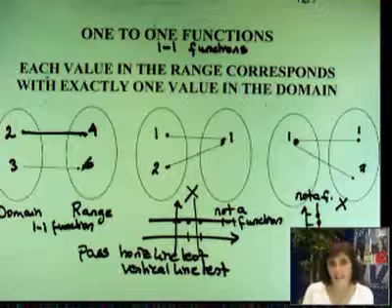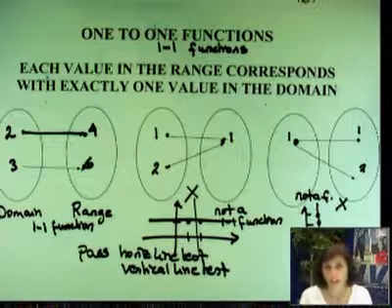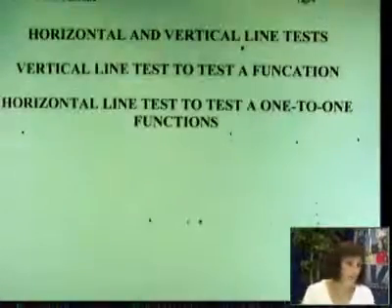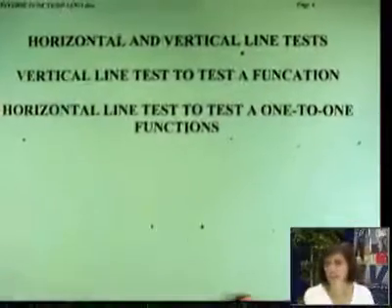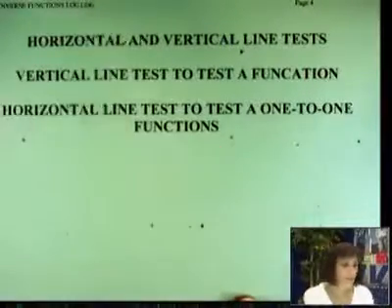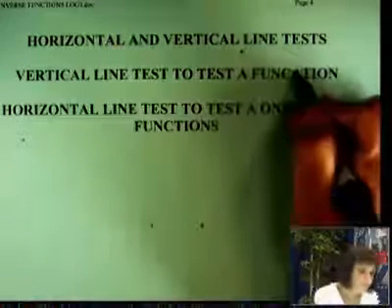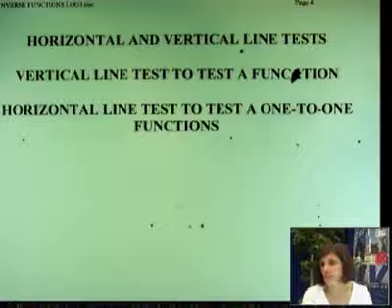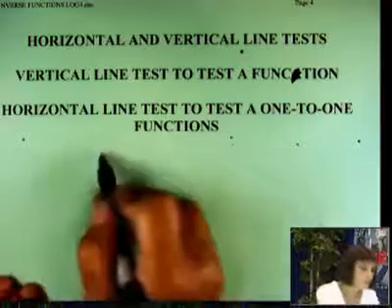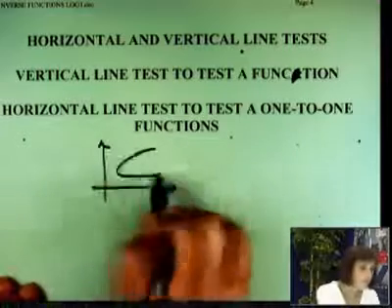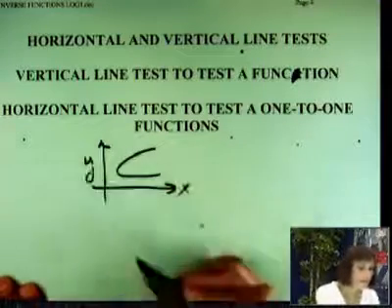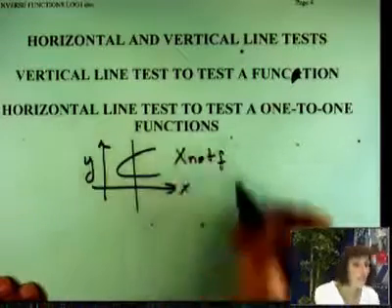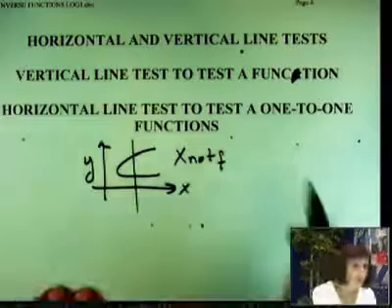So for it to be a one-to-one function, it needs to pass both the vertical line test and the horizontal line test. All right, horizontal and vertical line test. Here's the summary. You do the vertical line test to test the function, and the horizontal line test to test if that function is one-to-one. So let's look at a couple of these. Some like that, x y. This one fails the vertical line test, not a function. So I stop at that point.